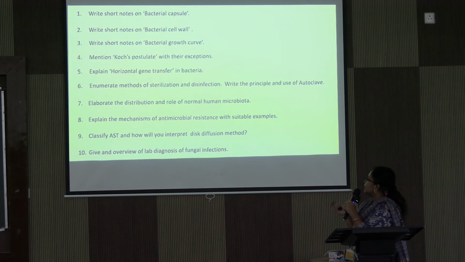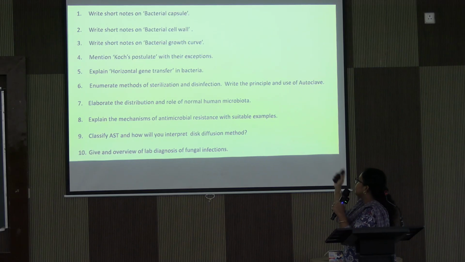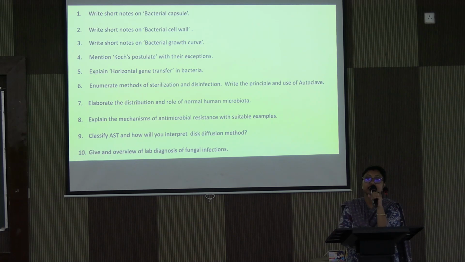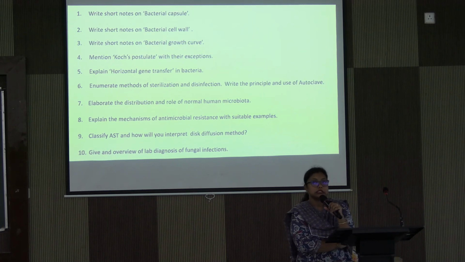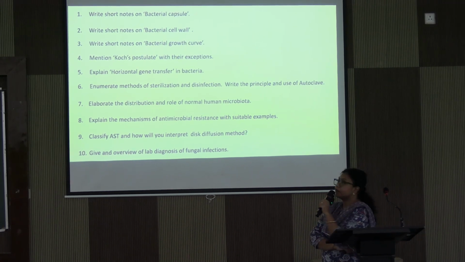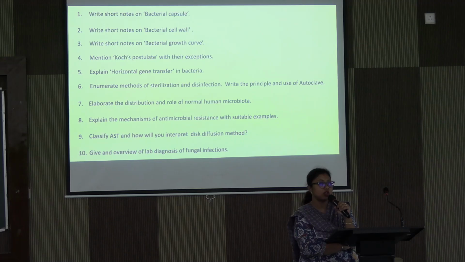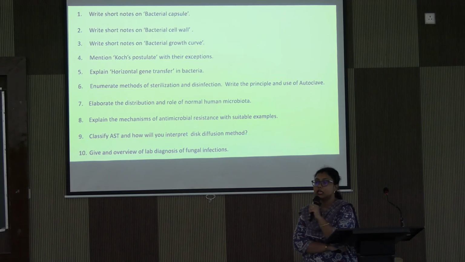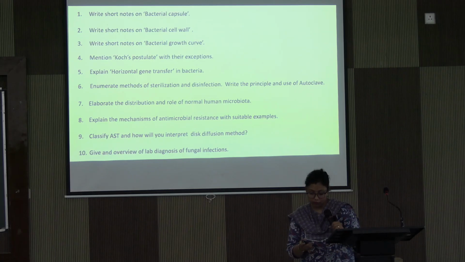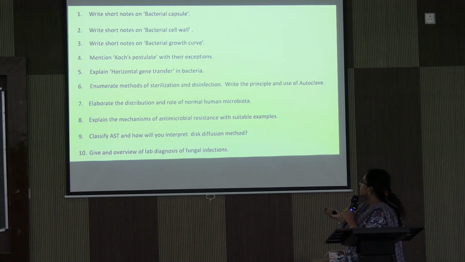So the first question is bacterial capsule, then bacterial cell wall. First is bacterial capsule. This is a question of pathogenesis, so morphology of bacteria and pathogenesis also, because the capsule does both. So what you have to write, just see.